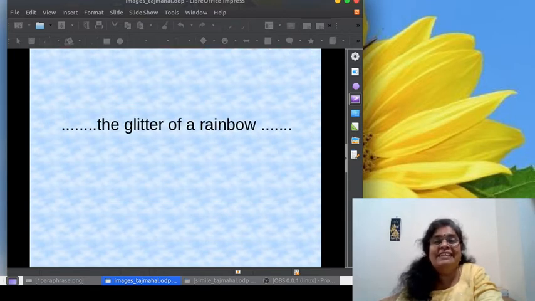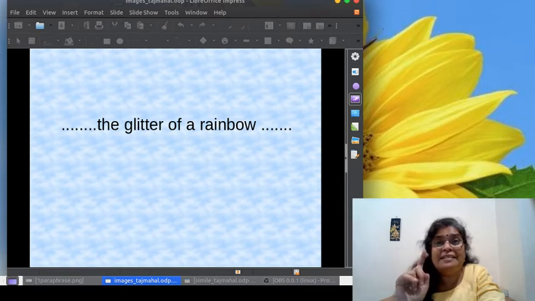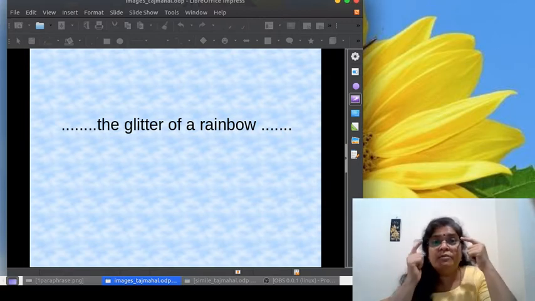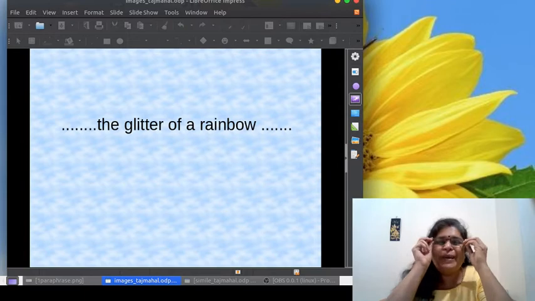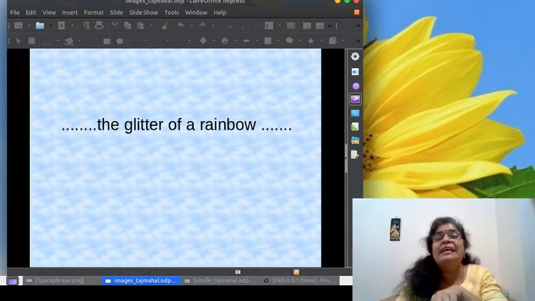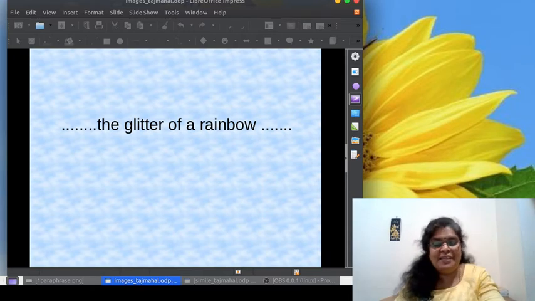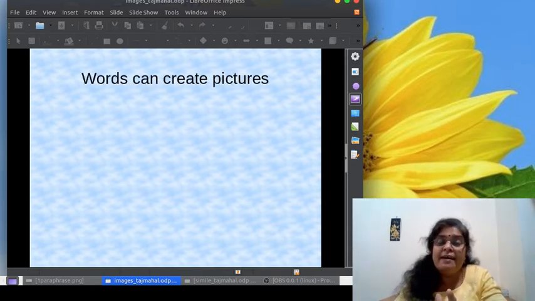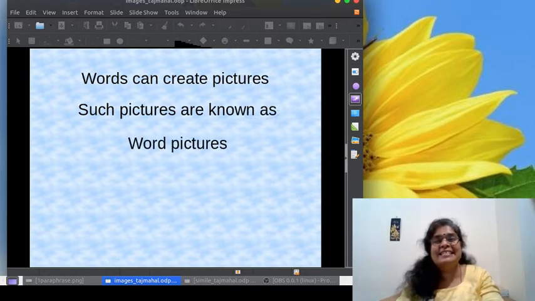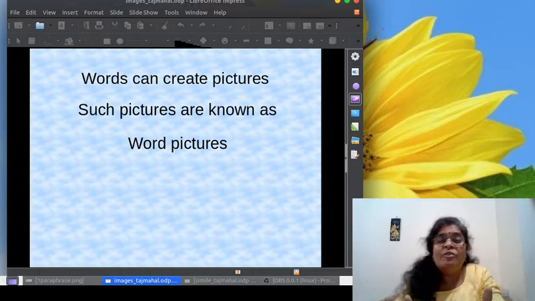When we read this line, we can imagine the picture of the rainbow, the glitter of a rainbow. So this line also gives a picture in our mind's eye, not in these eyes. When we read these lines, we can get a picture in our mind's eye. So words can create pictures. And such pictures are known as word pictures. In Malayalam, there is a very good word, Vakmayachitram.